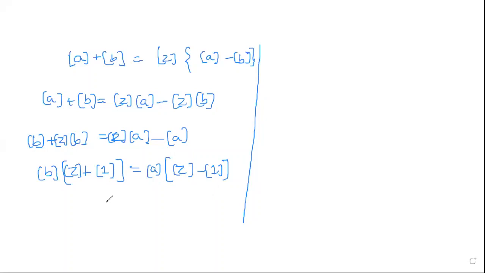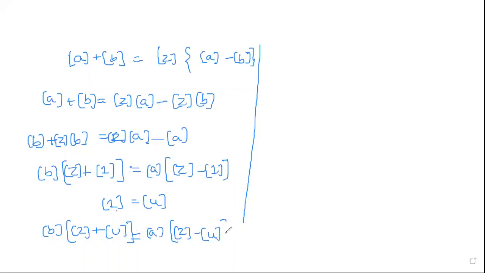Identity, it is also called the unity matrix. So you'll represent 1 as the unity matrix, U. Just replace wherever you have 1 with matrix U: matrix Z plus matrix U, which is also equal to matrix A, matrix Z minus matrix U.